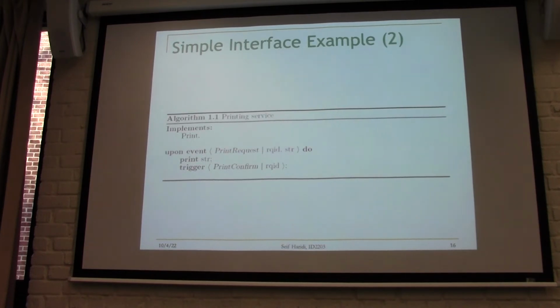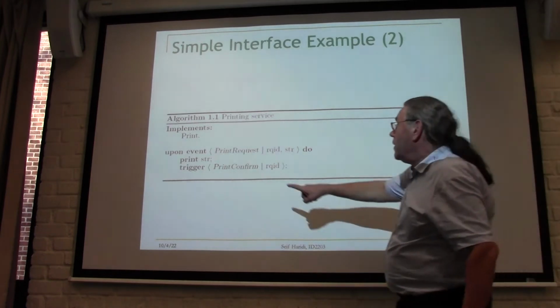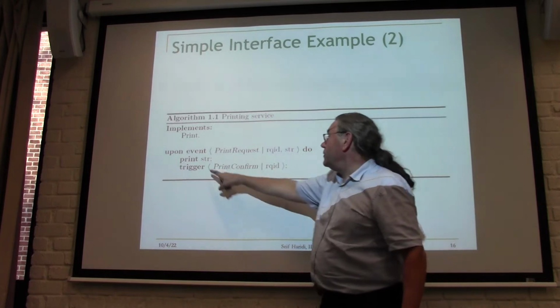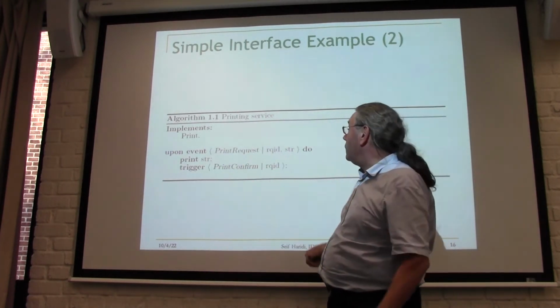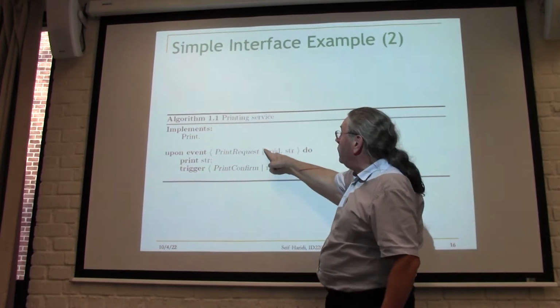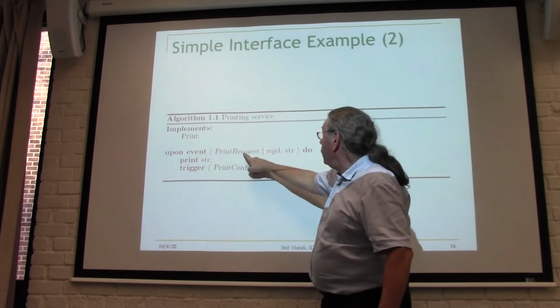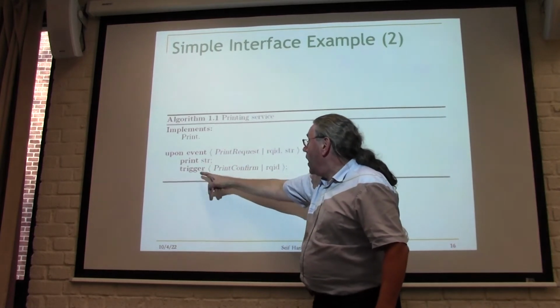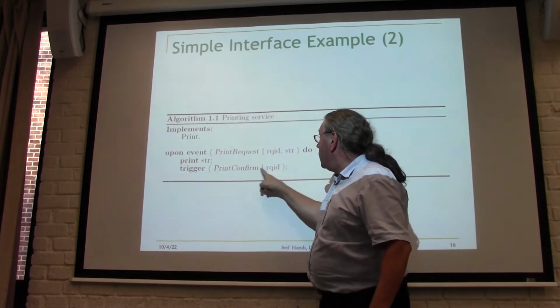This is a very dumb example. I'm assuming that there is a primitive print operation, pseudocode. I can assume what I want. And so when I get an upon event print request, that's a receiver, with the request ID and a string, I will print the string, and then I will trigger and send a confirm.